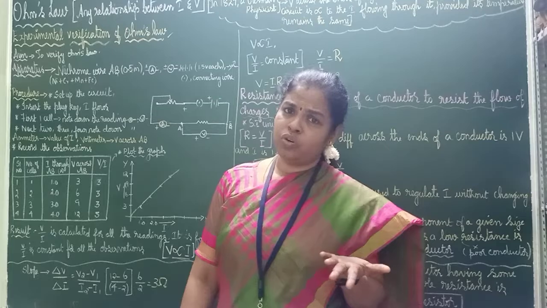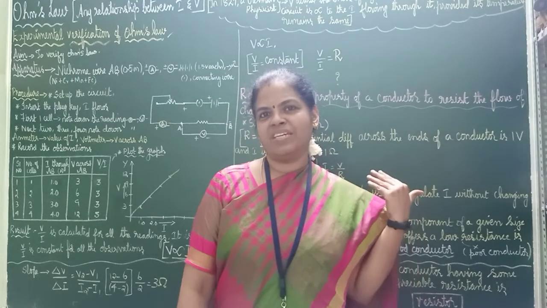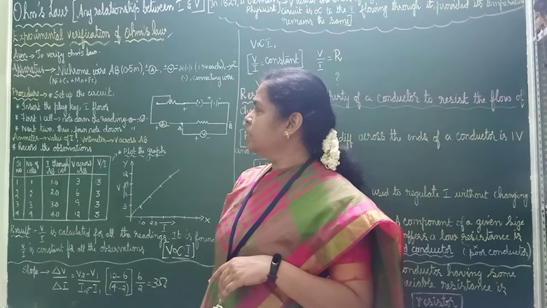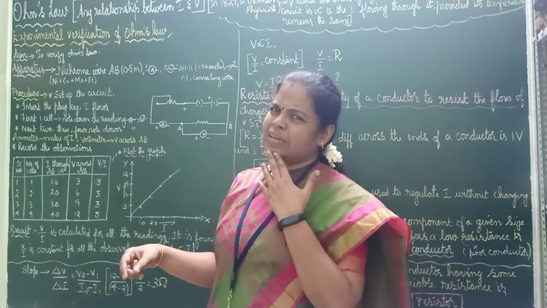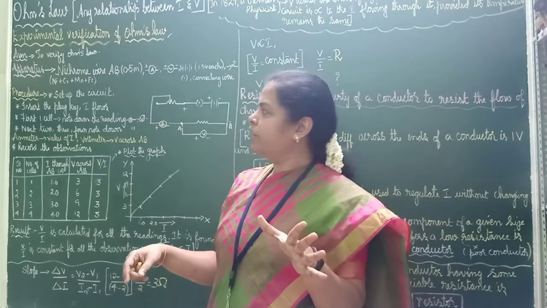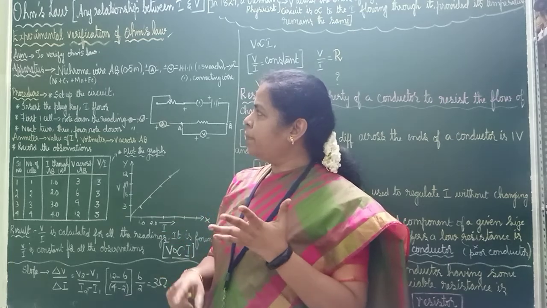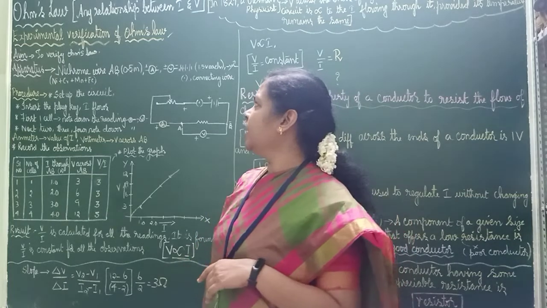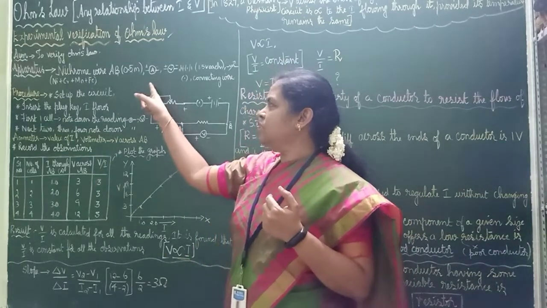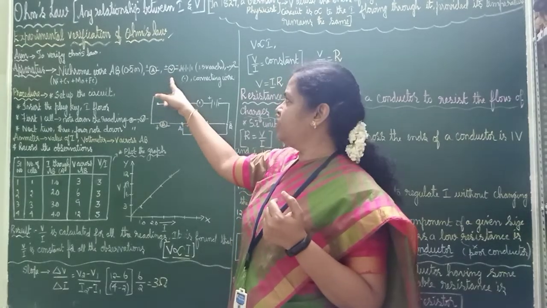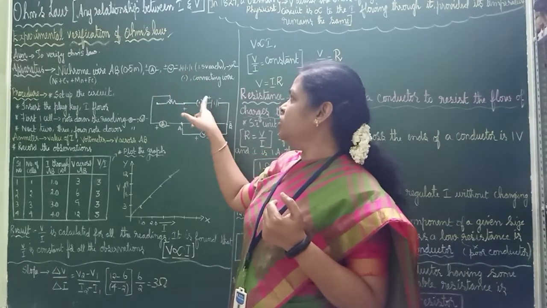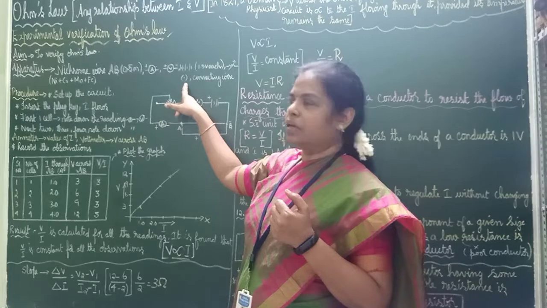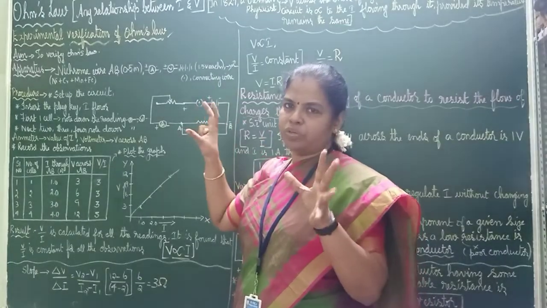Our aim is to verify whether what Ohm said is correct or not. The apparatus required: a nichrome wire. Nichrome is an alloy made up of nickel, chromium, manganese and iron. We also need one ammeter to measure current, one voltmeter to measure potential difference, and 4 batteries, each 1.5 volt, and one rheostat, one key, and connecting wire. These are the components needed.